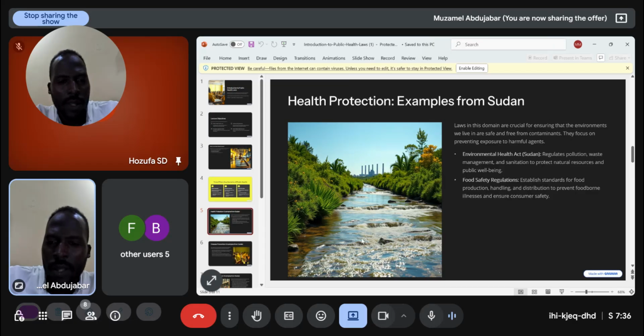In this picture, you can see the stream. But there are some countries that discharge wastewater into this stream.